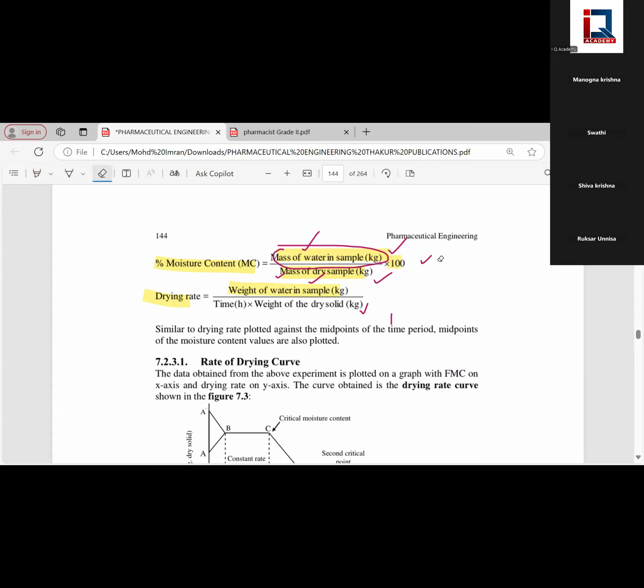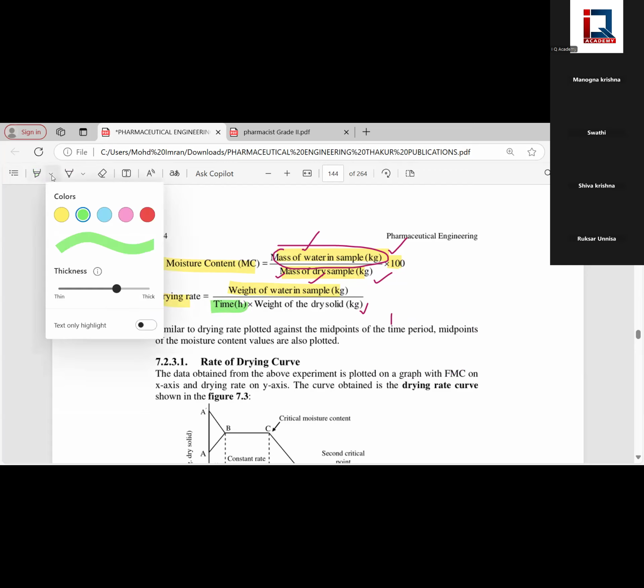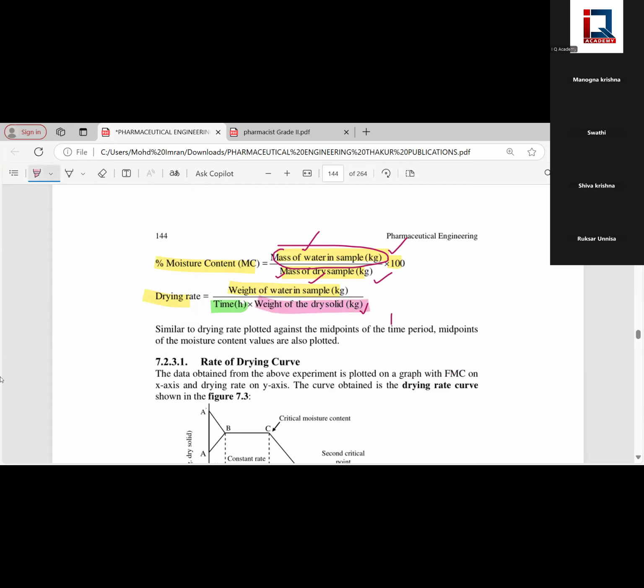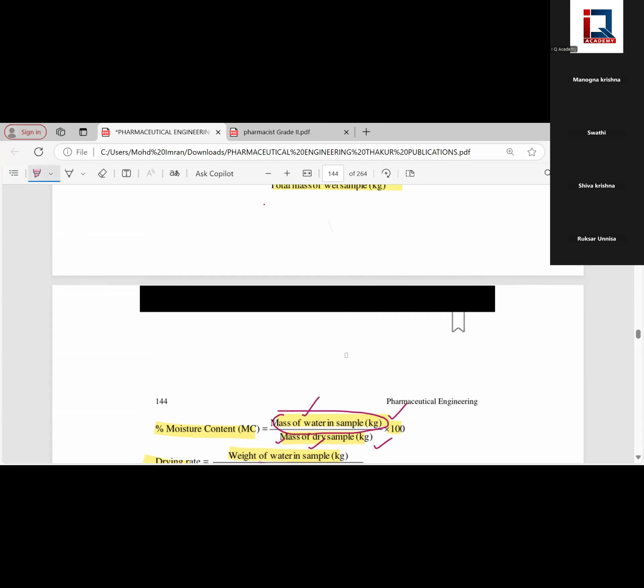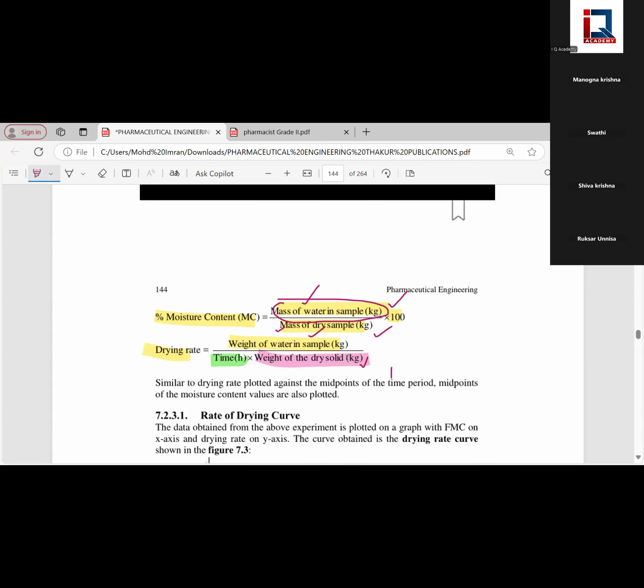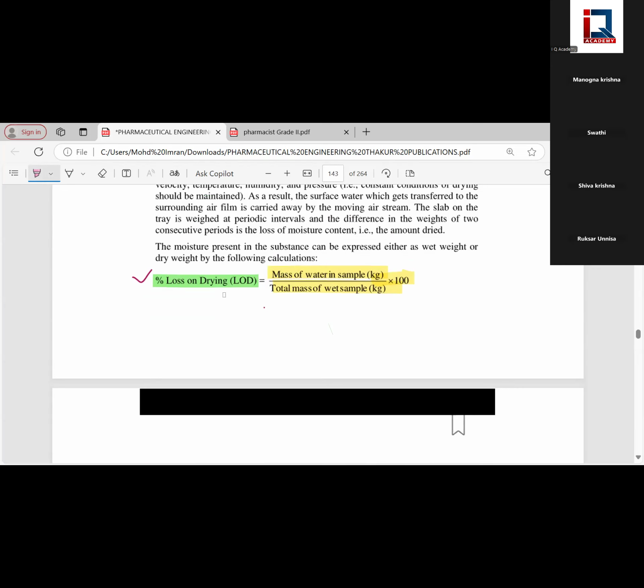Drying rate is weight of the water in the sample by time into weight of the dry solid. Time is taken in hours. So this is the drying rate. So we have seen three formulas.